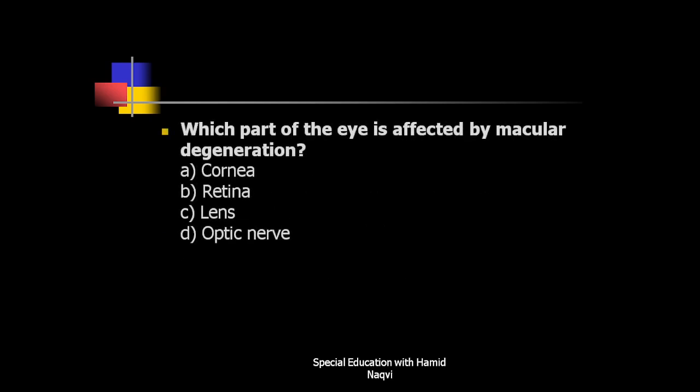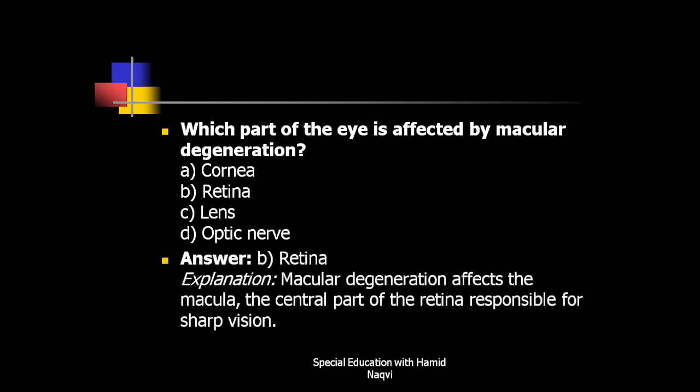Next is which part of eye is affected by macular degeneration? Cornea, retina, lens, optic nerve. The answer is retina. Macular degeneration affects the macula, the central part of the retina responsible for sharp vision.